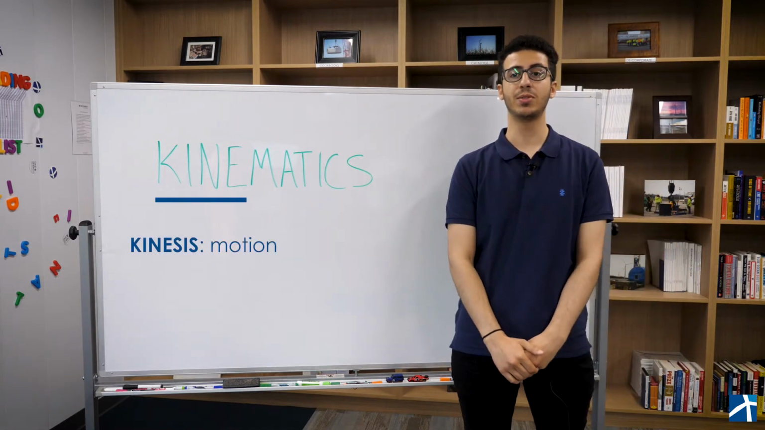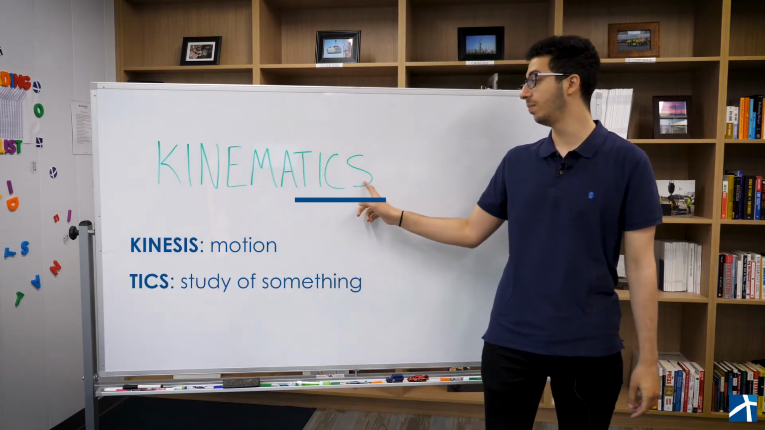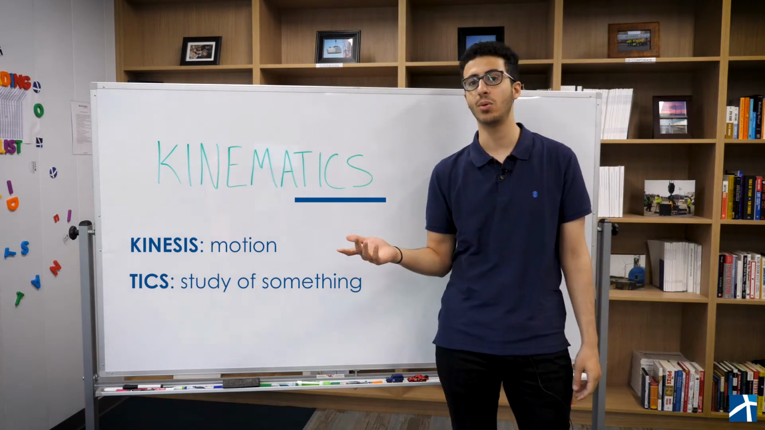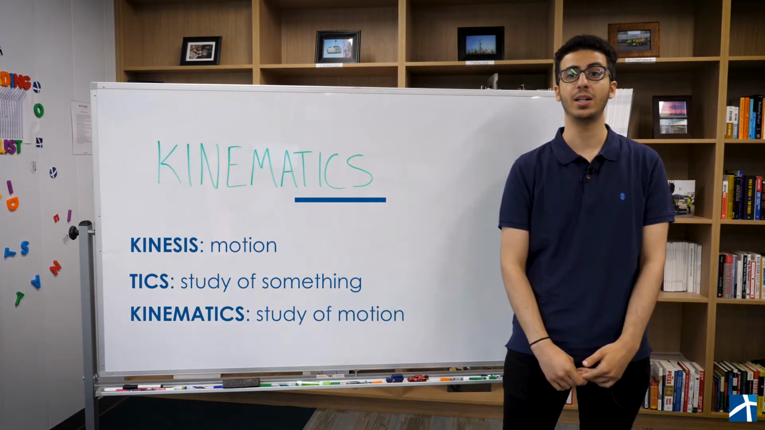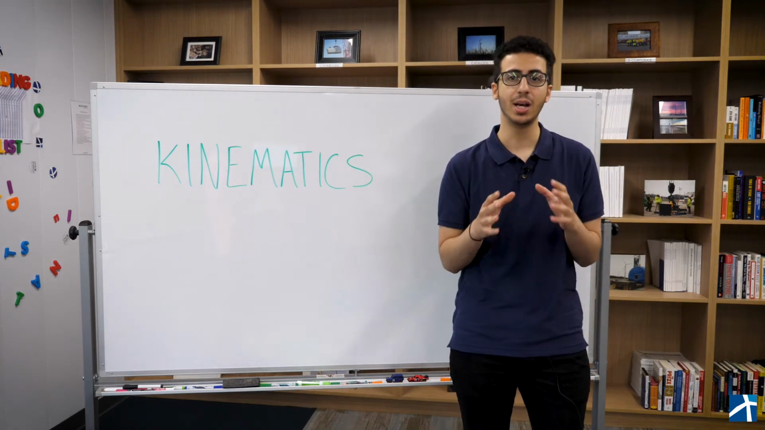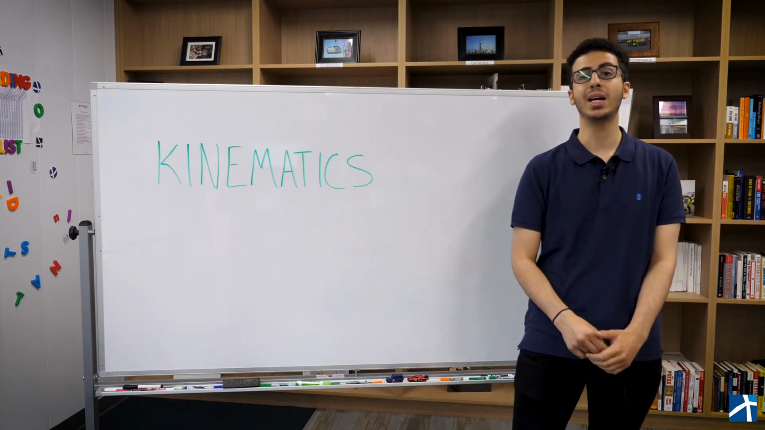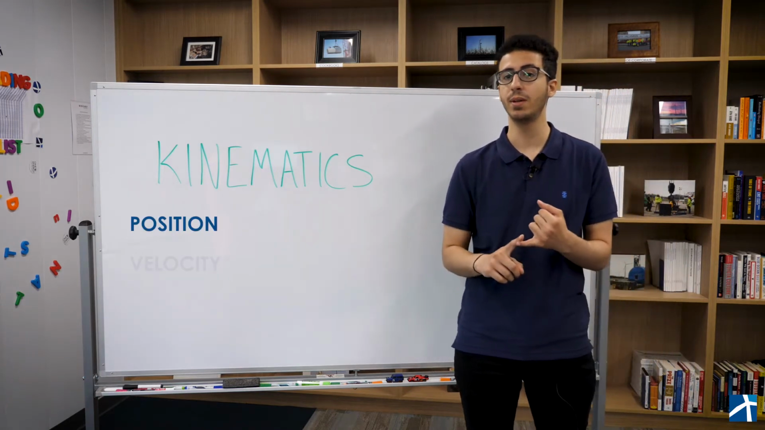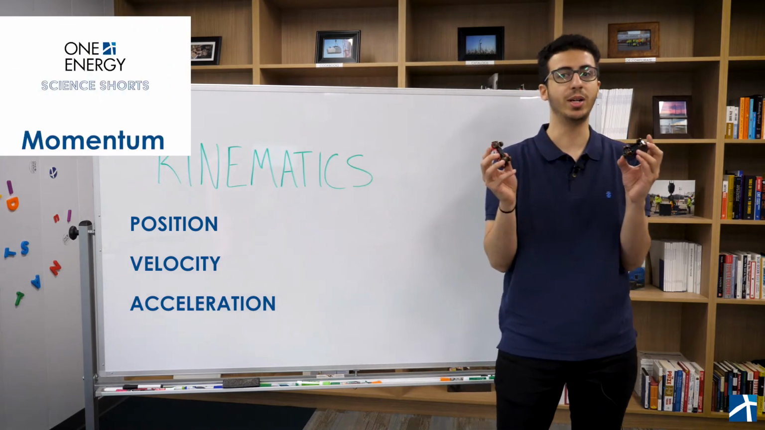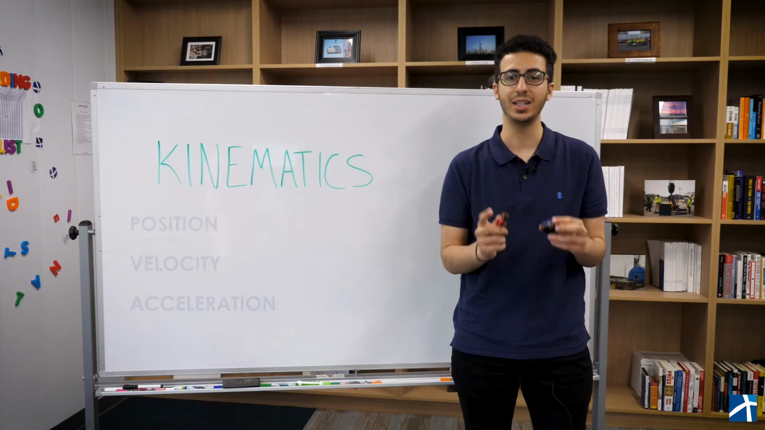The word kinematics comes from the Greek word kinesis, which means motion. The "ics" at the end of the word signifies the study of something, in the same way one might study mathematics or semantics. Kinematics means the study of motion. Kinematics specifically focuses on the actual movement of an object rather than the forces causing the object to move. The movement of an object can be broken down to three main properties: position, velocity, and acceleration. We're going to use our trusty toy cars that you may remember from our previous episode about momentum to help explain each of these terms and how they're related.